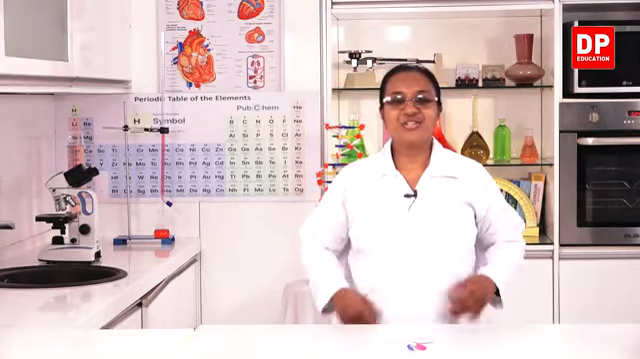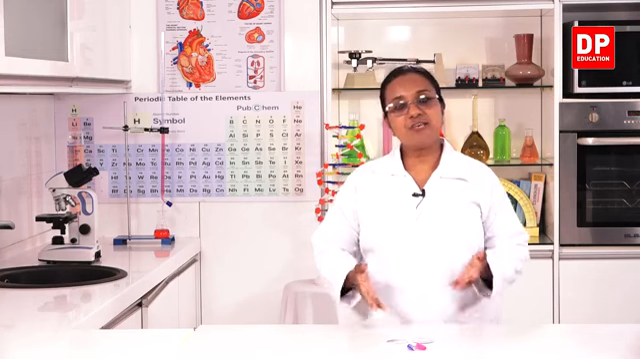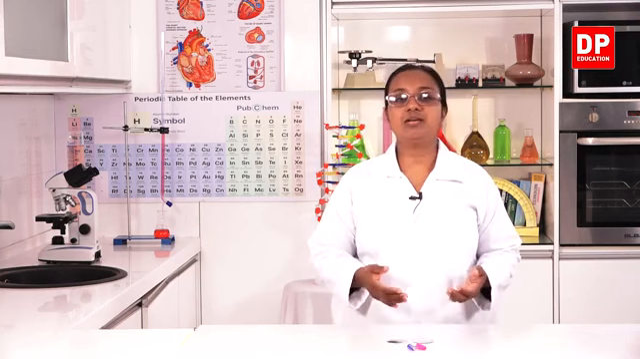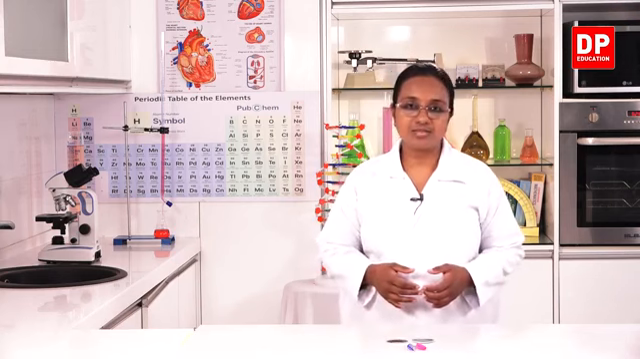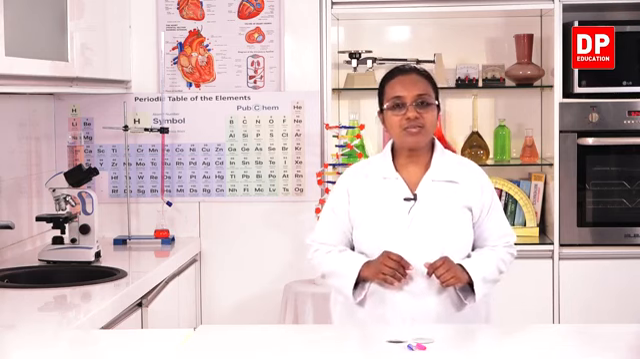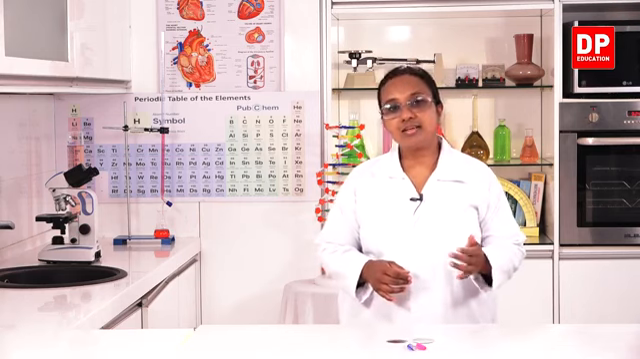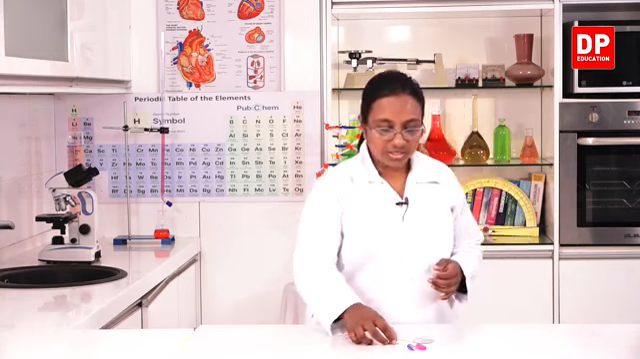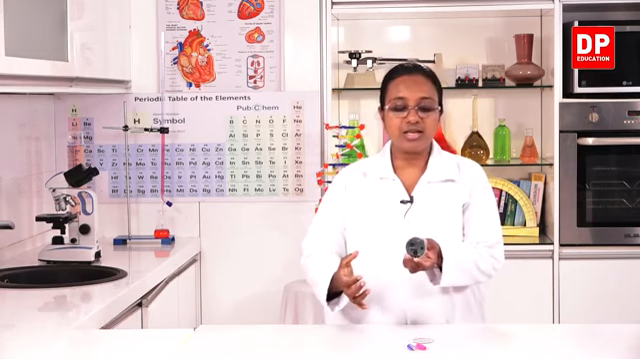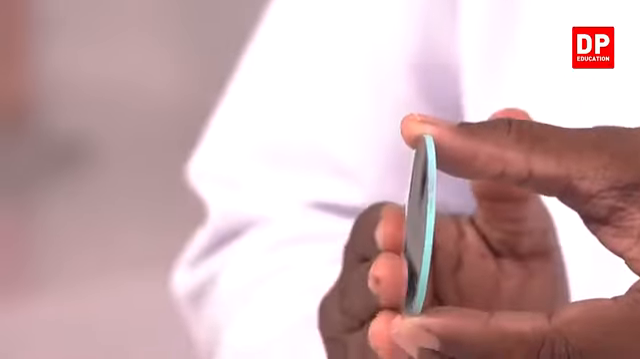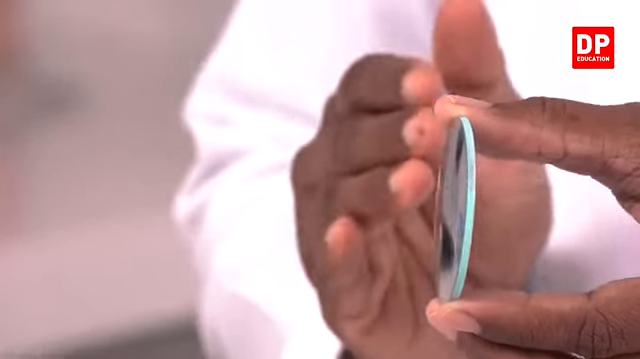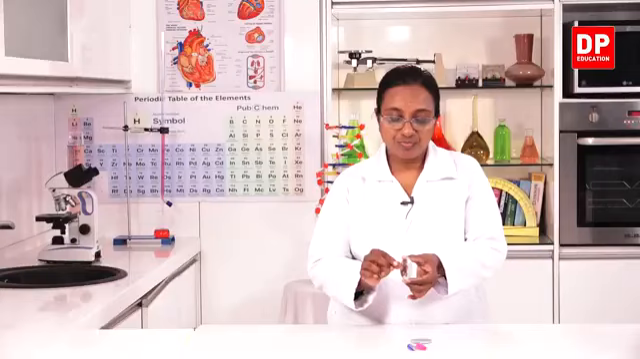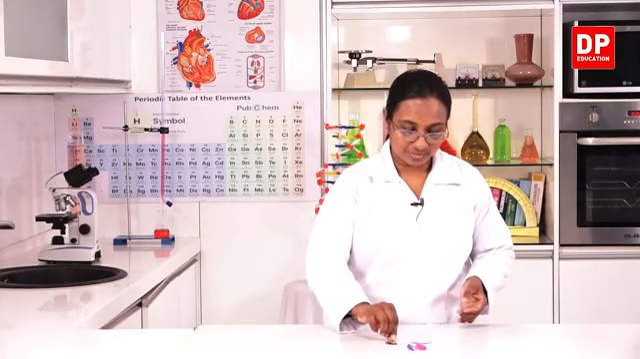Okay students, so now we are going to observe the type of curved mirrors or spherical mirrors. You all know there are two types, the concave mirror and the convex mirror. So here if I take this mirror, you can see it is curved outwards. So that means it's a convex mirror.